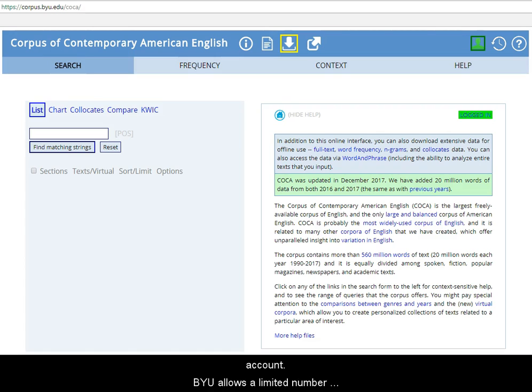First, we will need to log into our account. BYU allows a limited number of searches without an account, and I promise that you will find yourself quickly exceeding that limit. See my video on creating a premium account for step-by-step instructions on how to do this. Once we log in, we can navigate to the Search tab.